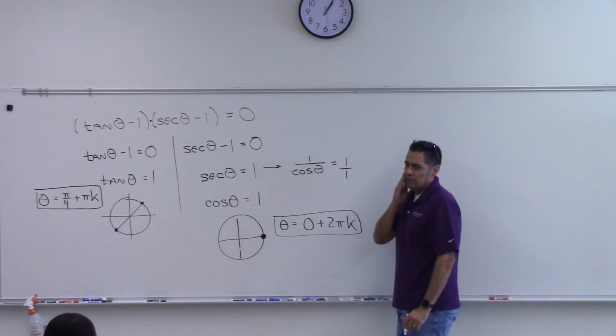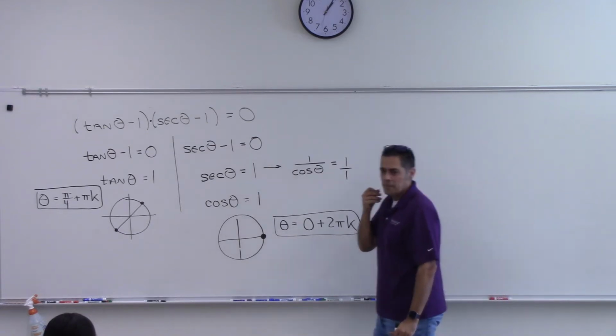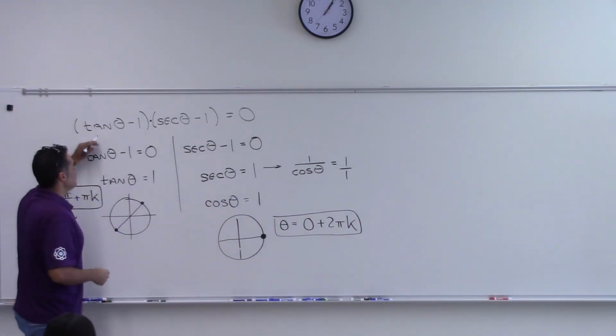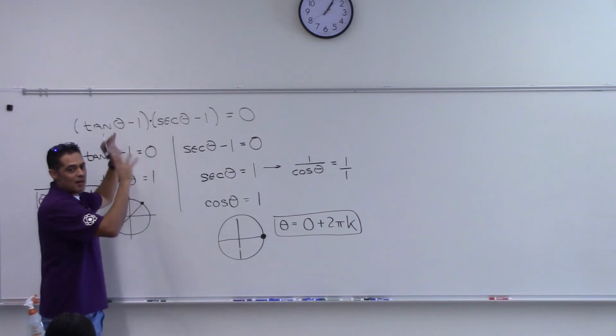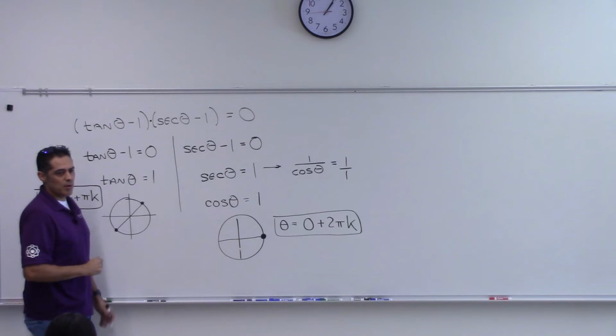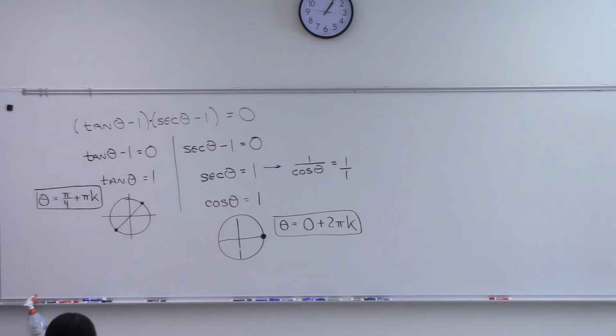How would you do it? I try to get the same denominator, so I turn tangent into sine over cosine. Did you try to multiply this all out? You don't have to, because it's already factored, which makes the problem a lot easier.